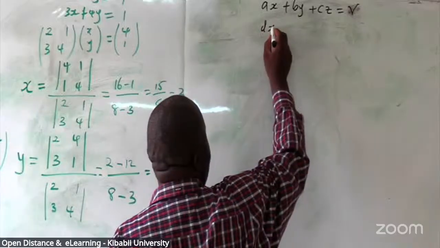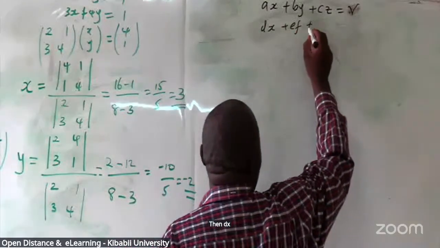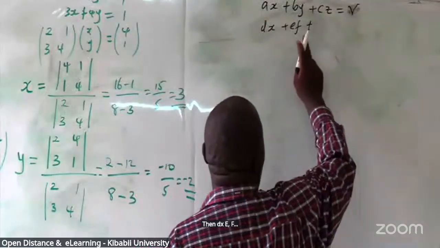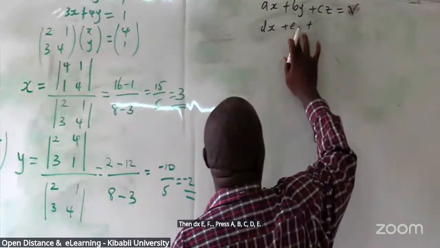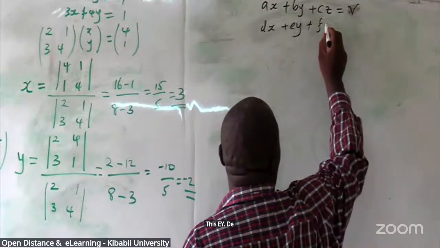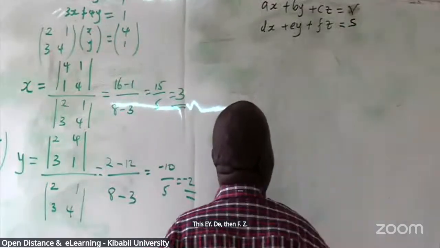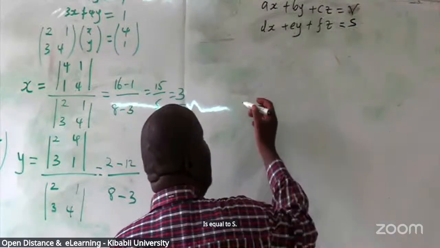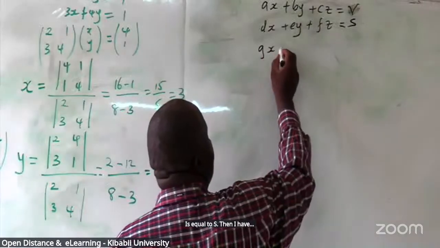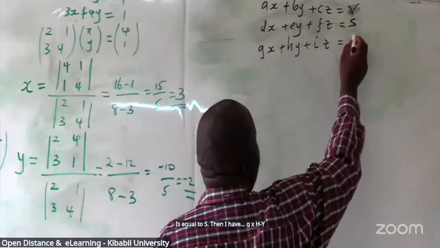Then dx plus ef plus abcde, this ey, de, then f, z is equals to s. Then I have gx, hy, iz is equals to t.